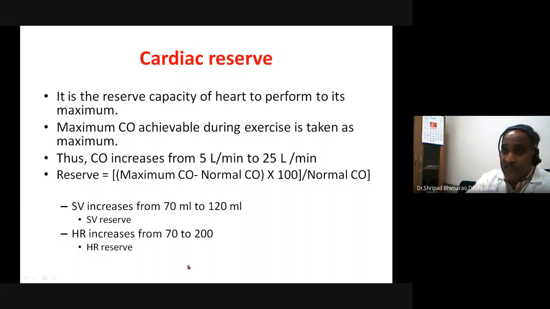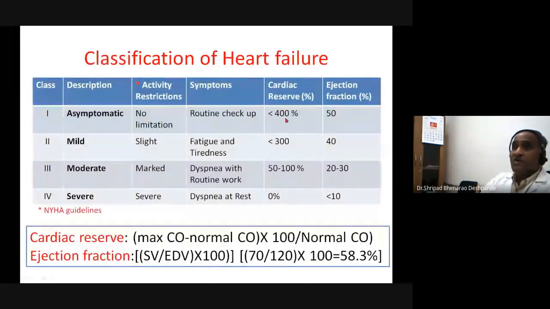Now come back here. So what they saw was the cardiac reserve less than 400%, and the ejection fraction. I have written the ejection fraction here. It is the stroke volume divided by end diastolic volume times 100. Here I have placed stroke volume 70 ml and end diastolic volume 120 ml, times 100, which is somewhere around 58. Normally it is about 58 to 60 or 62%, depending upon the stroke volume and the ratio.